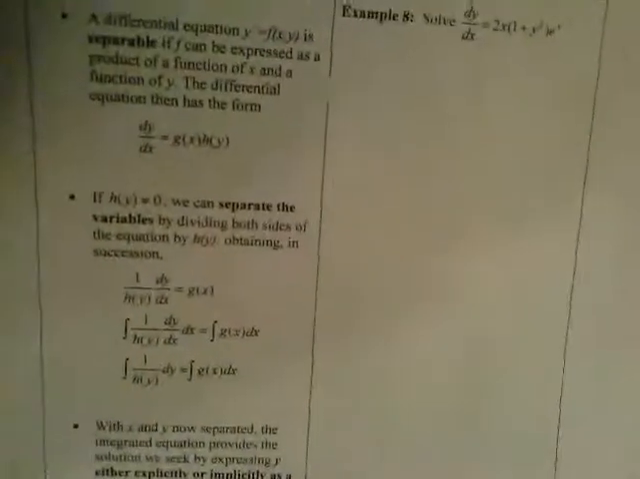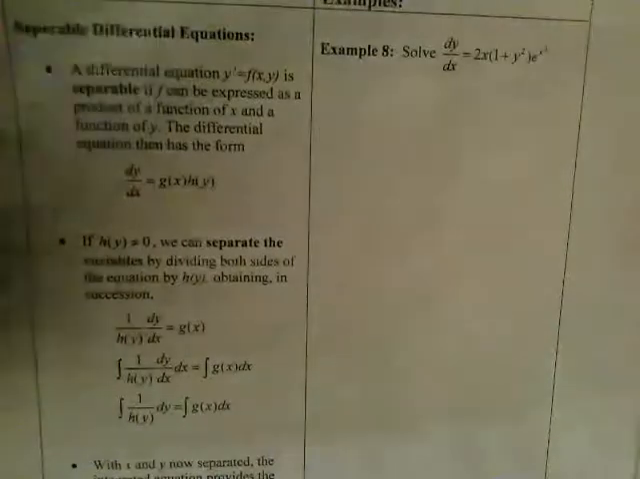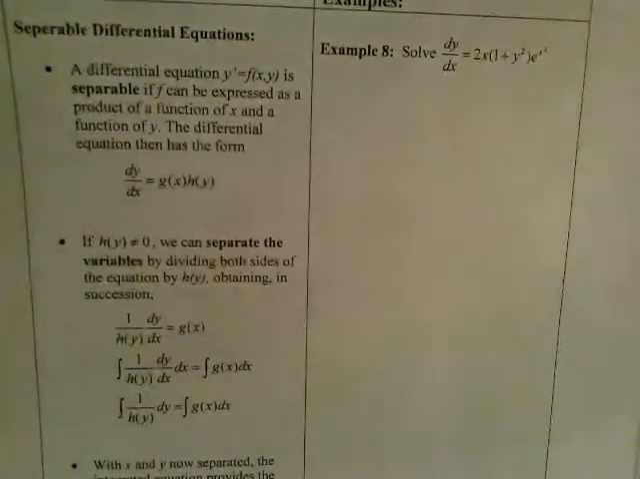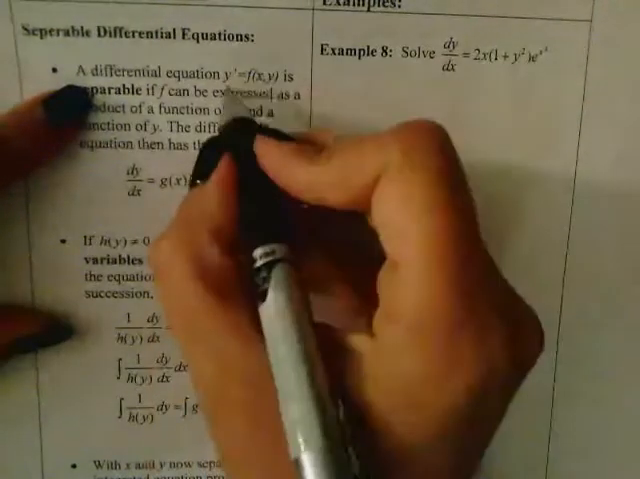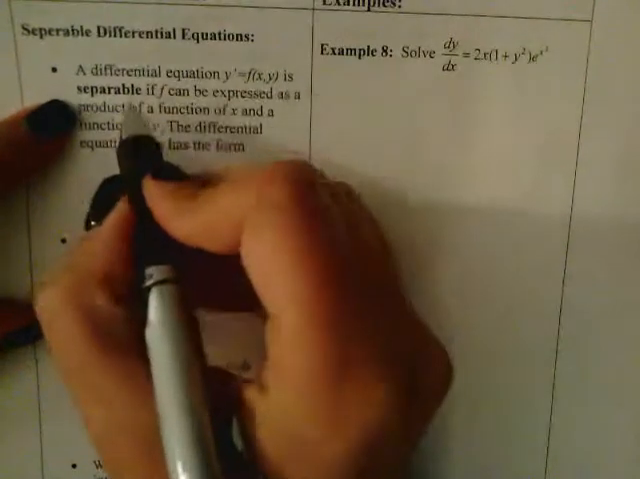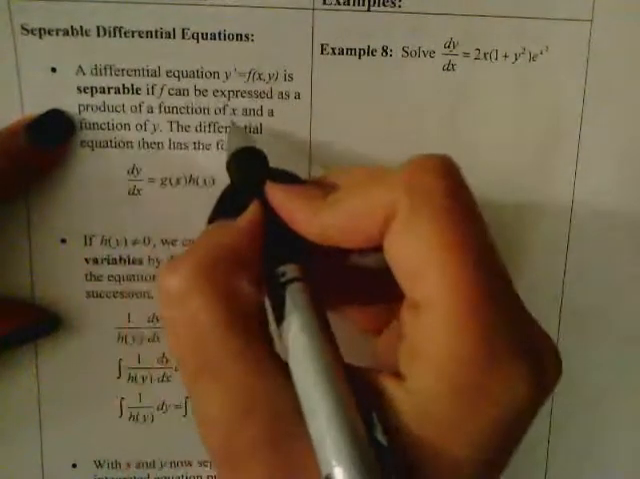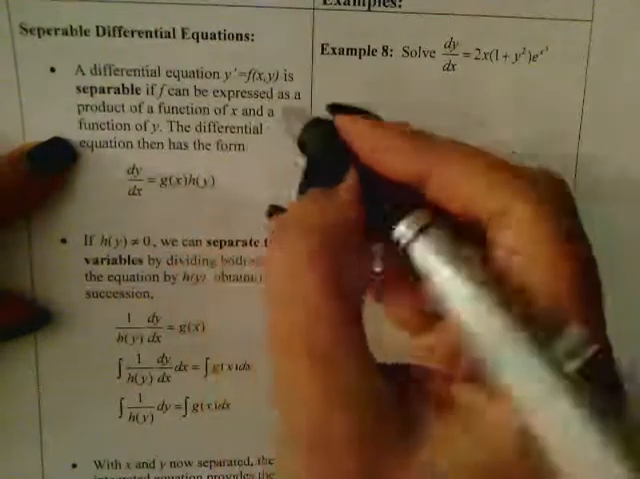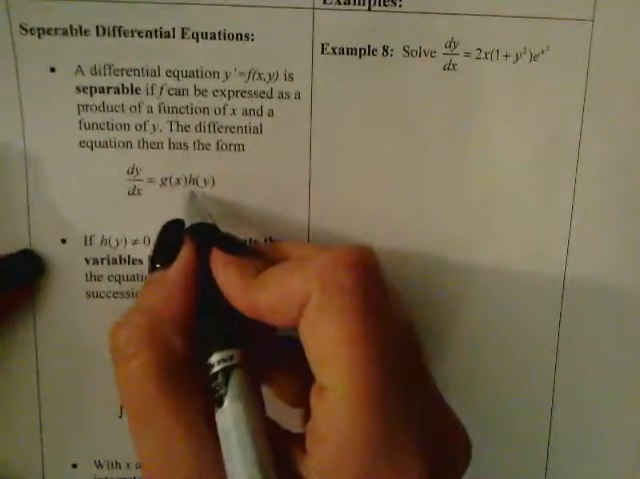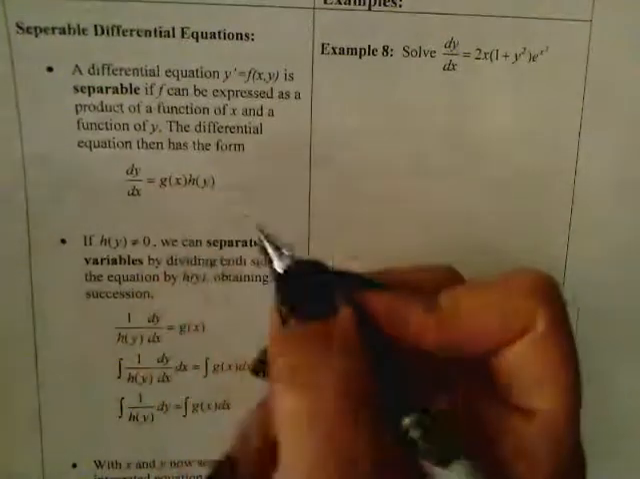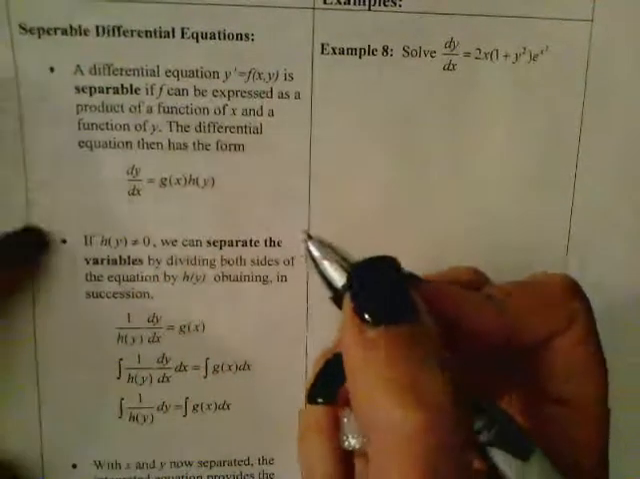Alright, since you guys are doing this with the sub, I'm adding this next page. But this is not hard. This is separable differential equations, which is basically the step in the initial value problems that we were doing. This just says that a differential equation, y prime equals f(x, y), is separable if f can be expressed as a product of a function of x and a function of y. The differential form equation then has this form. So basically the idea is that if h of y is not 0, because you have to have an x and a y, you can't just have one or the other.